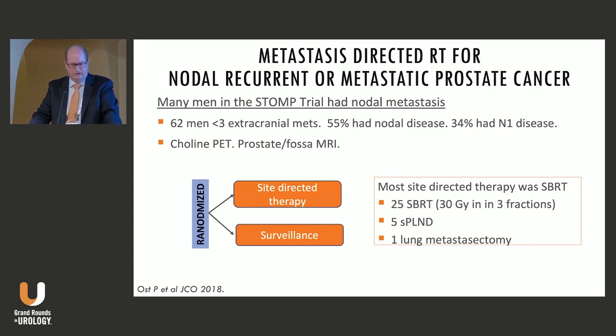But the STOMP trial here, 63 men, less than 3 extracranial mets. Of note, 55% of those were nodal disease, and 34% had N1 disease. So these are not necessarily bone metastases, but these could be nodal-only metastases. These were staged mostly with choline PET and then prostate fossa MRI. They were randomized to site-directed therapy or surveillance and not to systemic therapy.